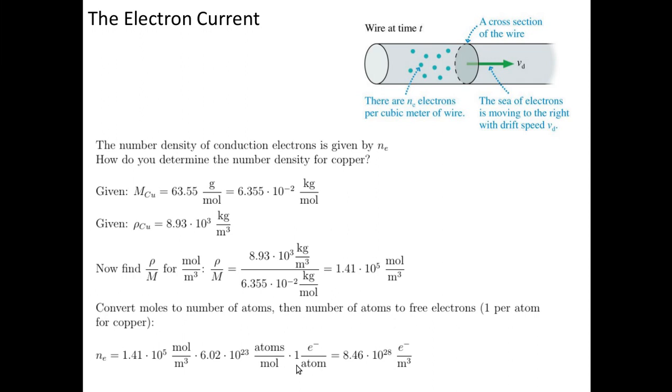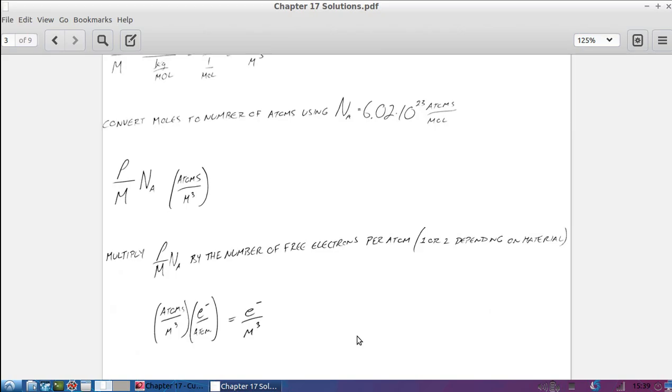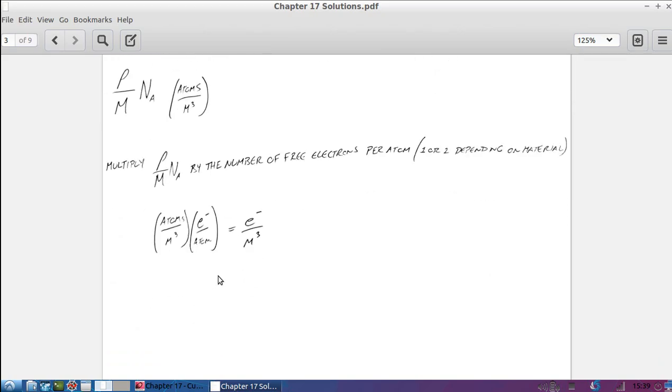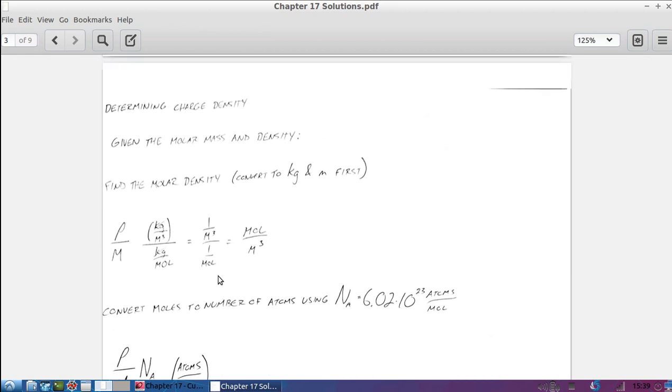Why do I do that? Because I'm getting rid of atoms, and I want this to be in electrons per cubic meter. That's my final expression. I want charge density, the number of electrons per cubic meter. So density over molar mass times Avogadro's number times the number of free electrons per atom, I get the charge density. Okay, so that's basically our process here.